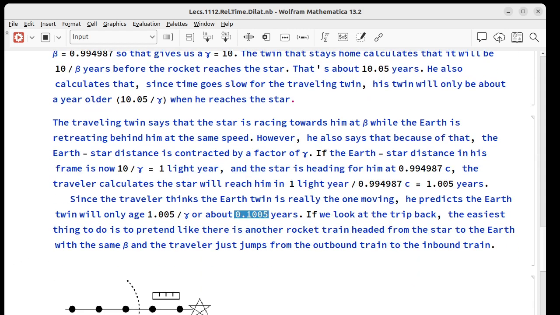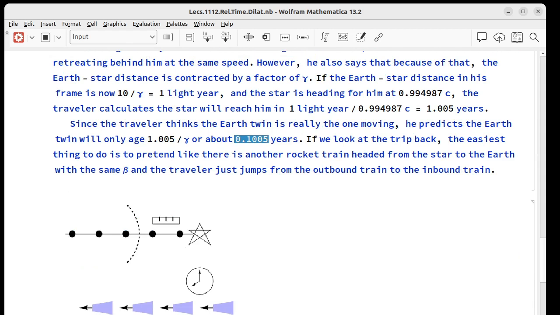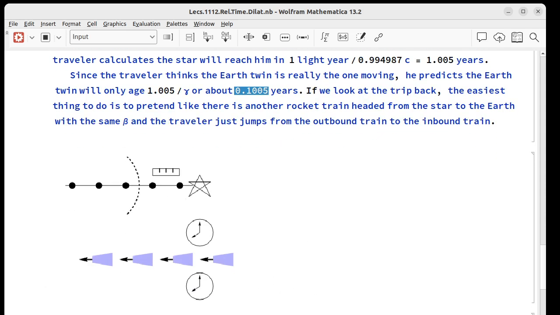On the trip back, the easiest thing to do is pretend there's another rocket subway headed that way, same speed, and the twin just jumps from one to the other. Forget the fact this would turn them to mush. We're just going to pretend they can survive. The twin jumps from the outbound rocket train to the inbound rocket train. We assume an instantaneous turnaround. So back on Earth, that twin says, all right, this trip is going to take 20 light years divided by beta, 20.1 years. But he also says the rocket twin will only have aged 2 years in that time.